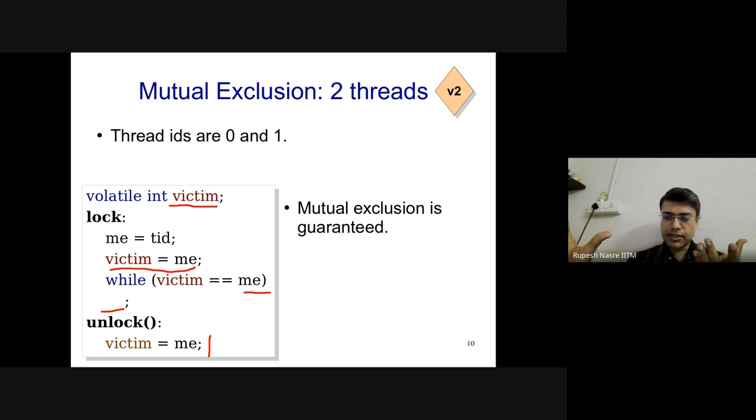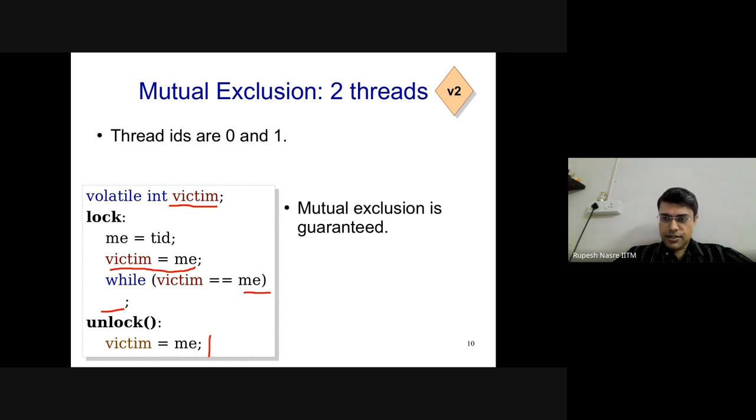If thread one has written it and thread zero is checking it, then the check of thread zero is preceded by its own write. And the check of thread one is going to be after victim equal to one is done. And therefore, there is a sequential ordering that you can guarantee between victim equal to zero and while victim equals equals one. If you can guarantee that sequential dependency, then you can say that it will never happen that mutual exclusion is violated and both the threads are in the critical section.